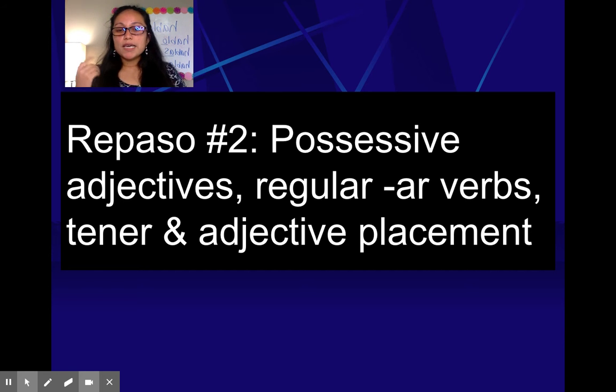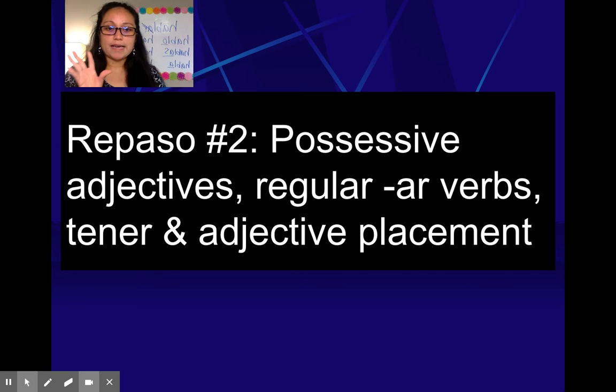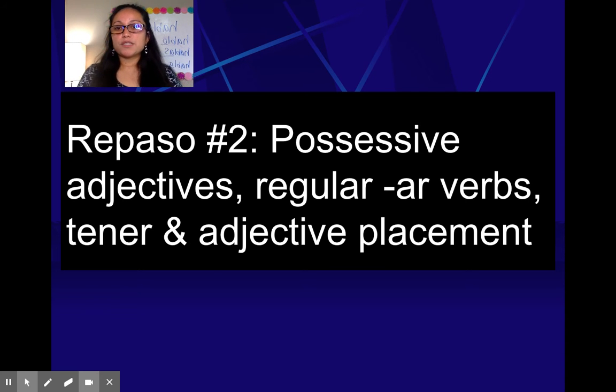Repaso número dos is going to be over possessive adjectives, regular AR verbs, tener, and adjective placement. You can pause the video as many times as you want to take your notes. For repaso número dos, review number 2, I am going to give you just one thing. It should be review. Anything that looks new, let me know.